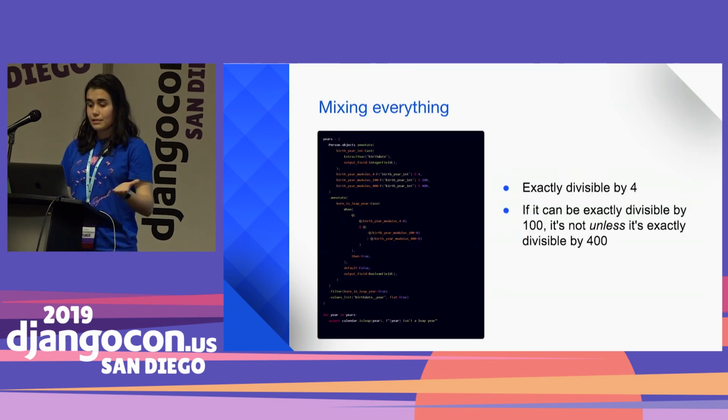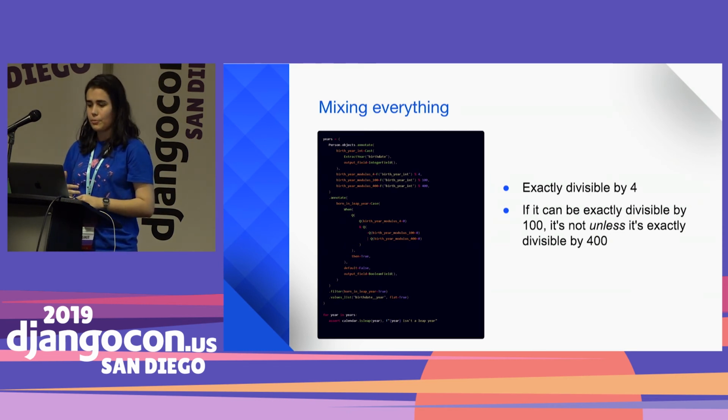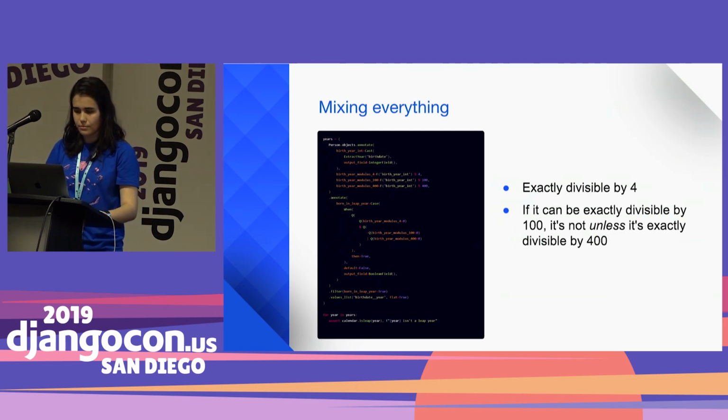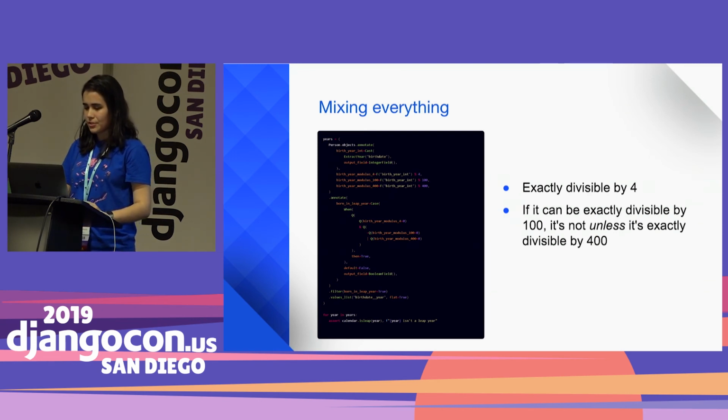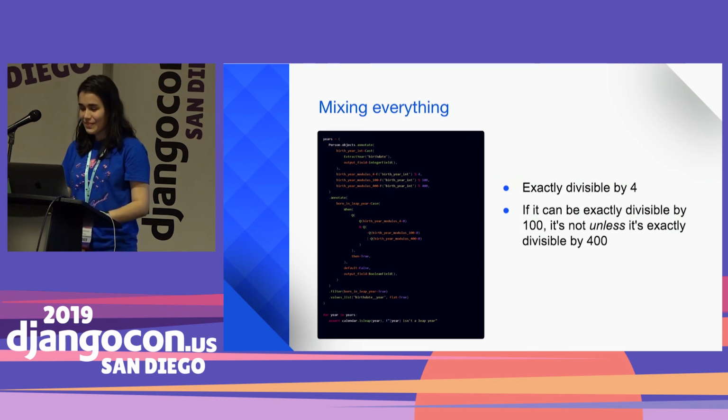And at the end, we can mix everything we learned to annotate if someone's birth year is a leap year, for example. Just to give some context about how to calculate a leap year, it's very difficult. It took me some time to understand. It should be exactly divisible by 4. If it is exactly divisible by 100, it's not, unless it's exactly divisible by 400. It's a bit tricky, but just to get the idea.